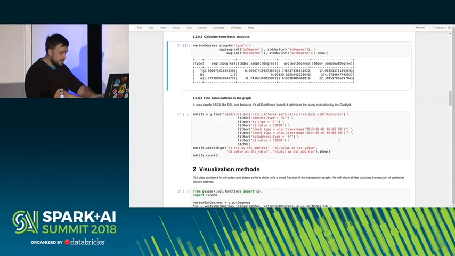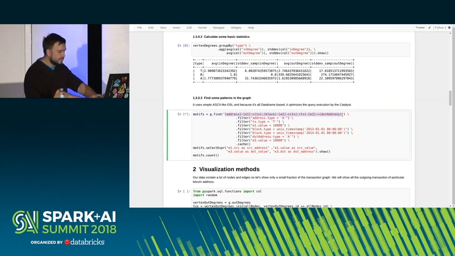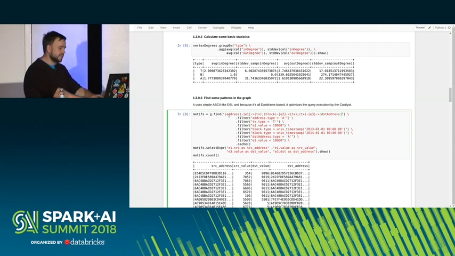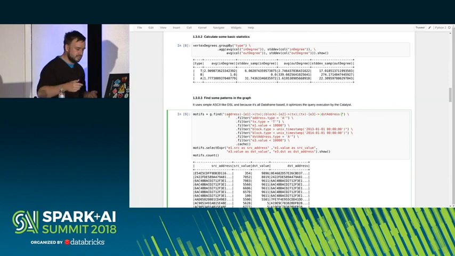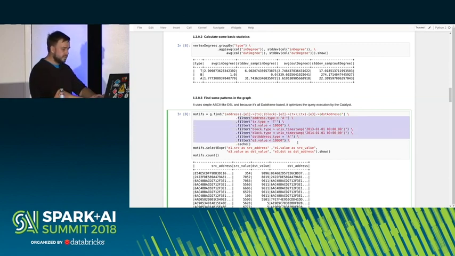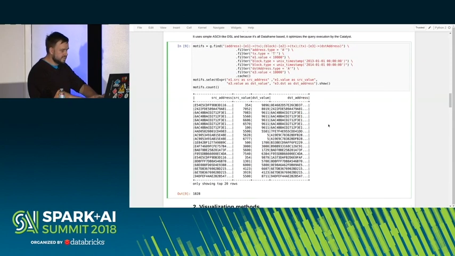Sorry, the next block. Here is an example of a motif query. So as you can see, it's an ASCII-based query where you describe which node points to which other node, and then apply some predicates to those edges or nodes. Here, for instance, I'm finding some transactions that happen within some time window and were smaller than 10K satoshis.